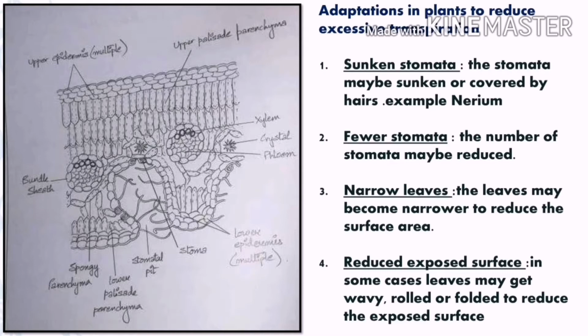In some cases we see the leaves may be rolled up or reduced, as we know the leaf provides the maximum surface area for transpiration. So by reducing or narrowing the surface of the leaf, the rate of transpiration also reduces. Last but not the least is number 4, reduce exposed surface area. In some cases the leaves may be rolled up or wavy or folded up, as this will reduce the exposed surface area and help in the reduction of the rate of transpiration, and the plant will not lose excessive water.